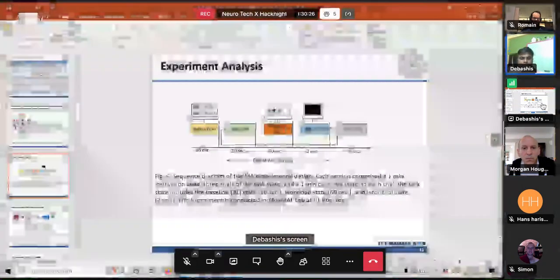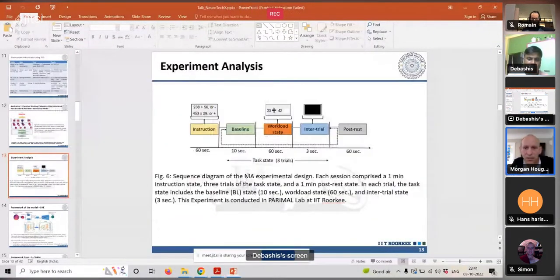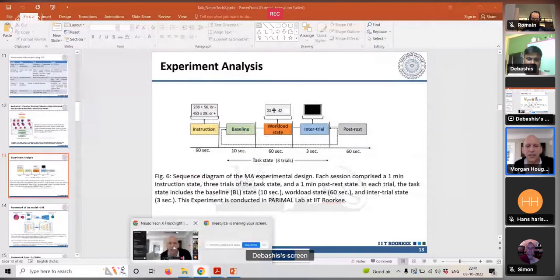The lab is working. So how many channels was that data? Is it the first one, right? Yeah, the mental arithmetic, I think. It's 32 channels, like a 32 channel system.